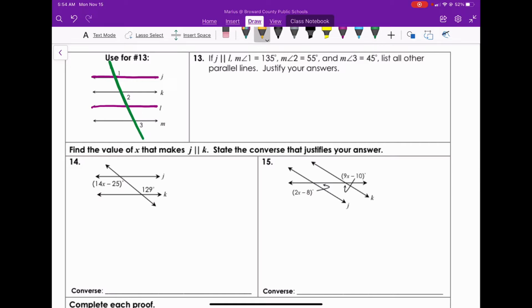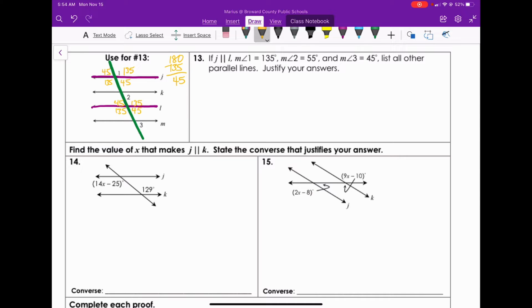So angle 1 is 135. And that means that this other space over here is 135. And line L is parallel to line J. Well, let's figure this out. If we do 180 minus 135, that's going to give us 45. So these missing angles are 45. So everything that happens on line J is going to happen in line L. So 135 goes here, 45 there, 135 here, and 45 there.